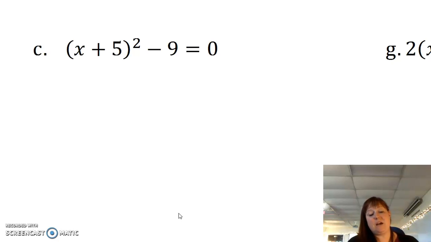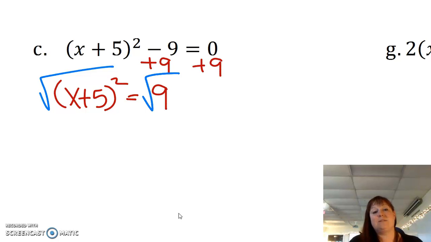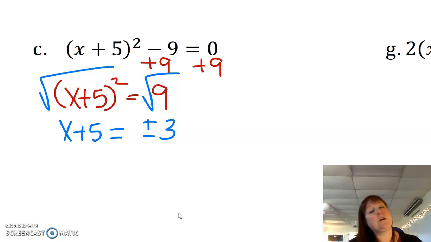How do I get x by itself? Well, let's start by adding 9 to both sides. And I have x plus 5 squared equals 9. So now I want x by itself, so I'm going to take the square root of both sides so I can get x all alone. So now I have x plus 5 on this side, and the square root of 9 is plus or minus 3. Because remember, it could be positive 3 or it could be negative 3. Both of those values squared equal 9.